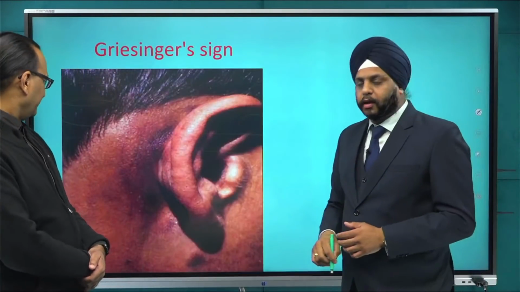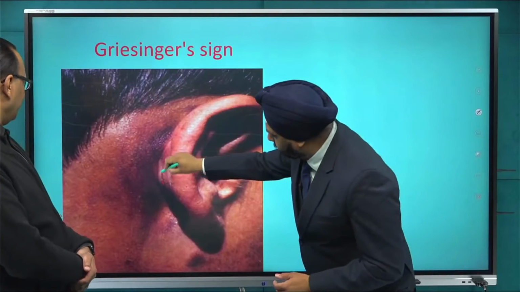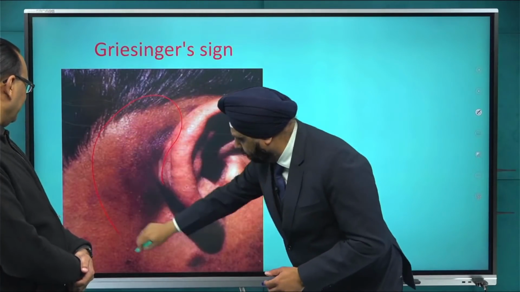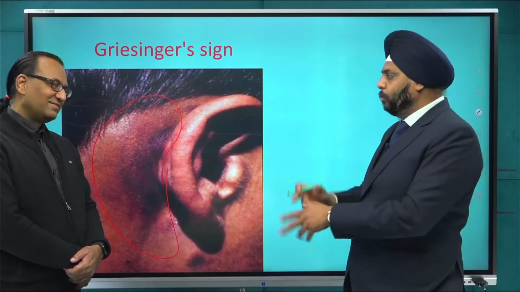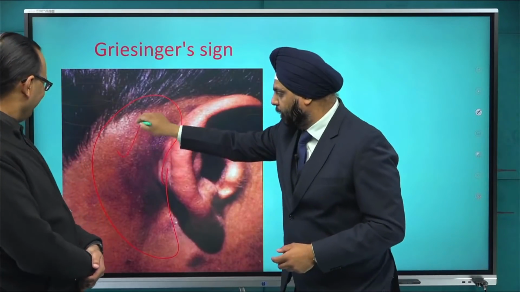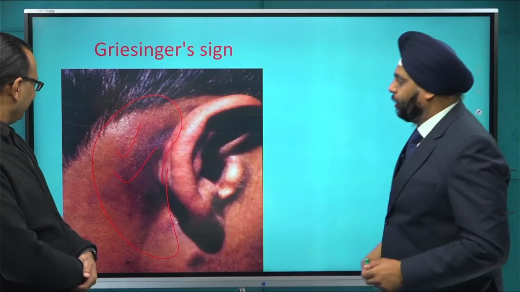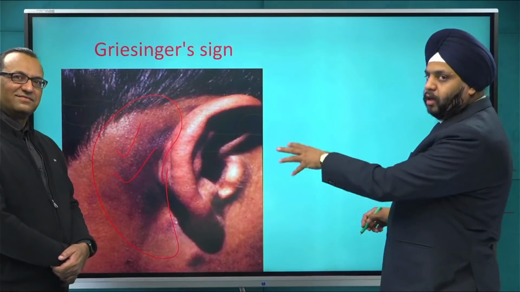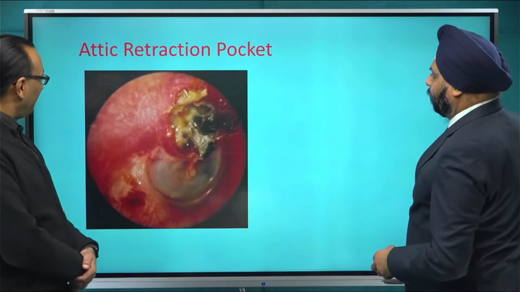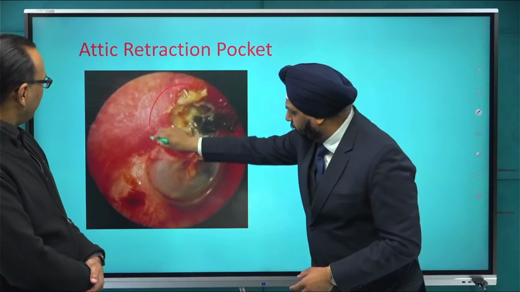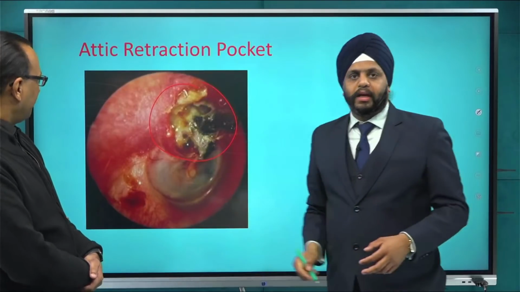Then we have Griesinger sign. So remember, I tell some stories in my lectures. There is pitting edema over the mastoid surface. The girl who is a singer. If you remember what I'm trying to say from a story I told in my lectures. So there is pitting edema over the mastoid, that's Griesinger sign. And we have an attic retraction pocket over here with, we can see, cholesteatoma.